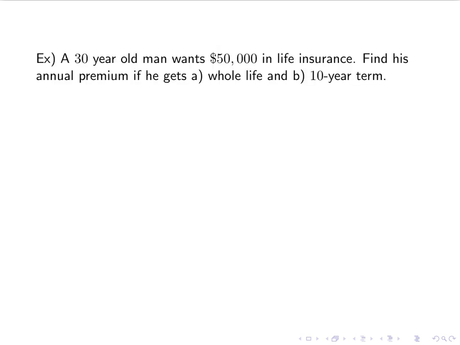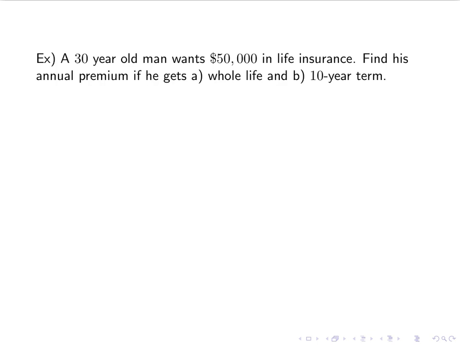So let's look at an example of someone trying to purchase it. A 30-year-old man wants $50,000 in life insurance. Find his annual premium if he gets A, whole life, and B, 10-year term. If you haven't already, please pull up the tables. Again, I can't really go back and forth between the table and the screen, so I'm going to assume that you're also looking at the table.